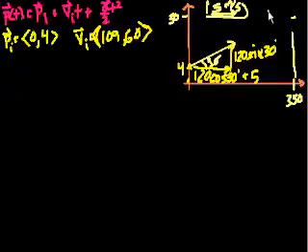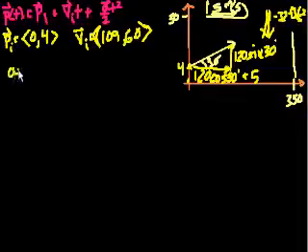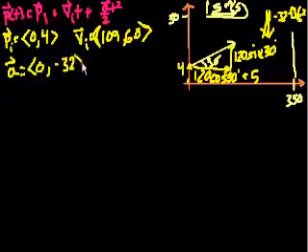And then what's the acceleration vector? Well, the acceleration vector, as we said, goes straight down. It's minus 32 feet per second squared. That's the acceleration of gravity on Earth. So the acceleration vector is equal to, it has no x component, and its y component is minus 32.